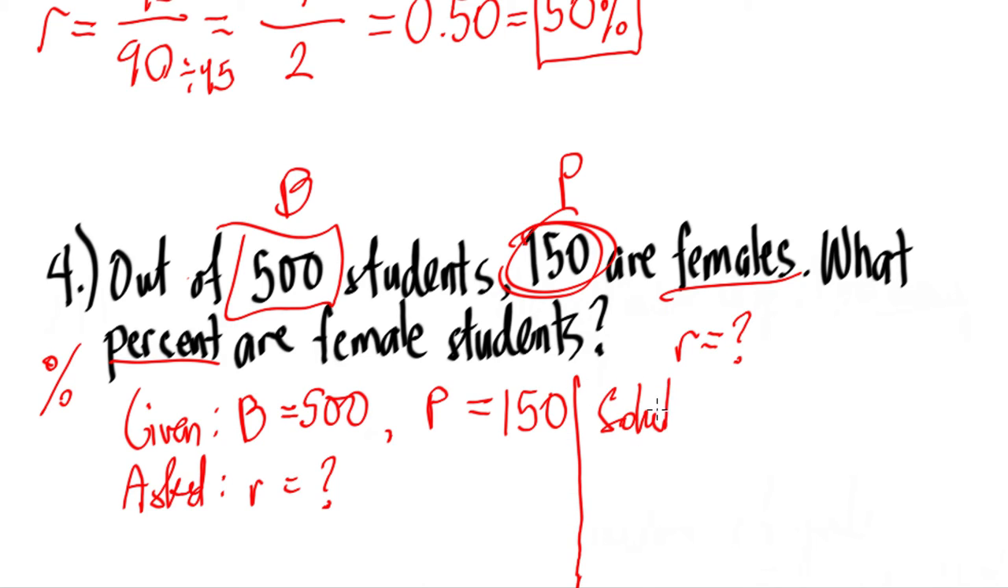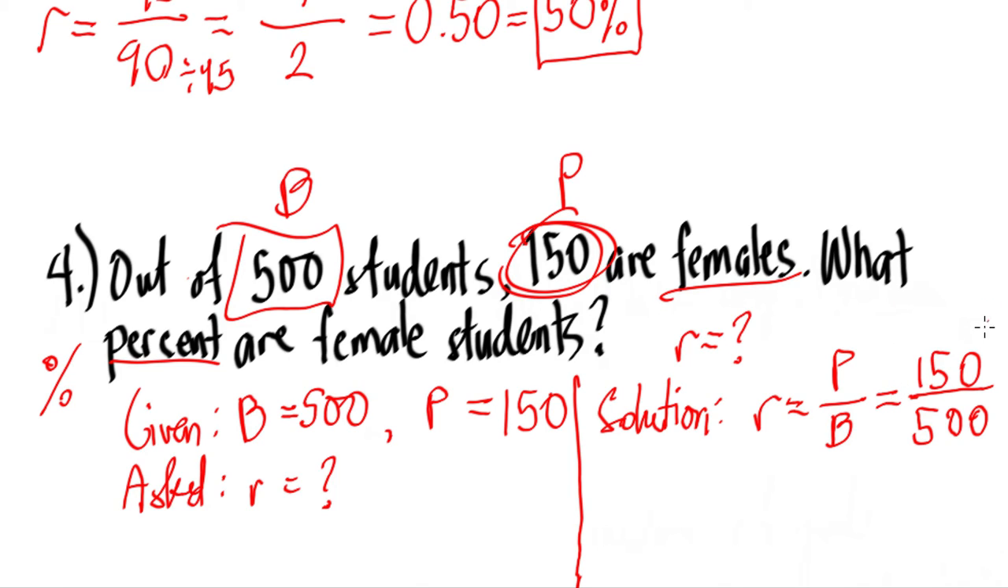Solution. So we have just seen that a rate is equal to percentage over base. We know our percentage is equal to 150, and our base is equal to 500. So what's the greatest common factor for them? Maybe we can divide them both by 50. Dividing 150 by 50 gives 3, and 500 divided by 50 gives 10.